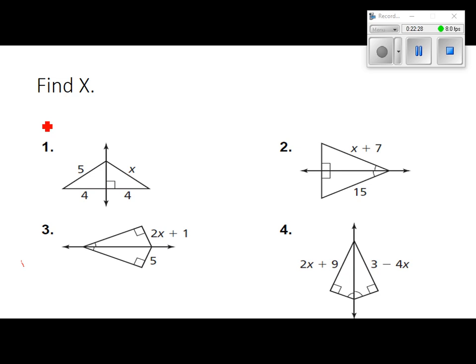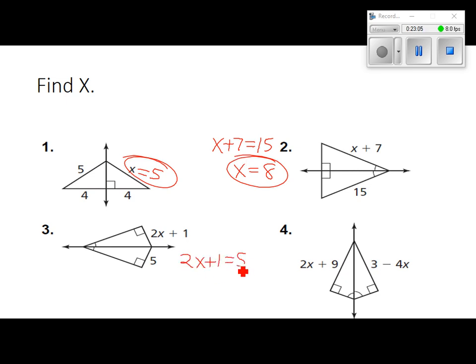Number 1, anybody figure out what x is on number 1? 5. Not too difficult. Number 2, anybody tell me an equation? X plus 7 is 15. Does everybody agree with Sam on that? What's x equal then? 8. Number 3, how about that one? 2x plus 1 equals 5. What's x equal? I'll let you guys solve it. 2.